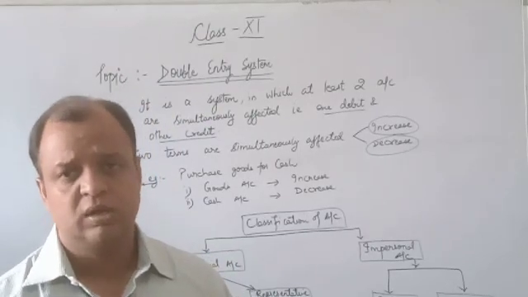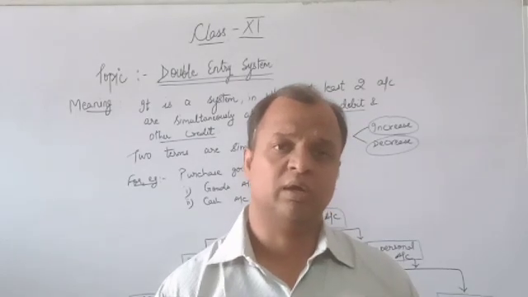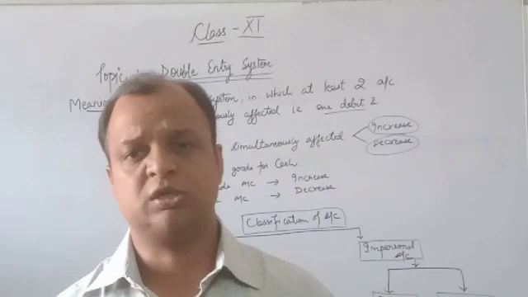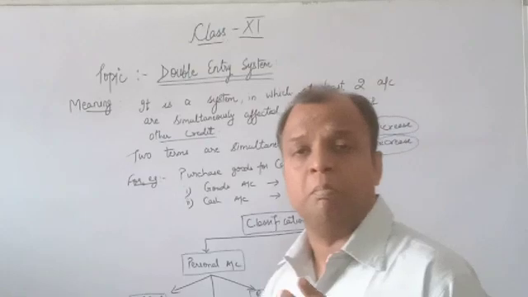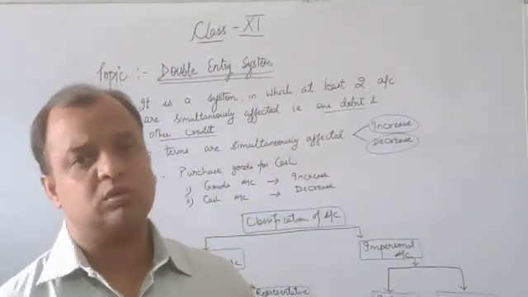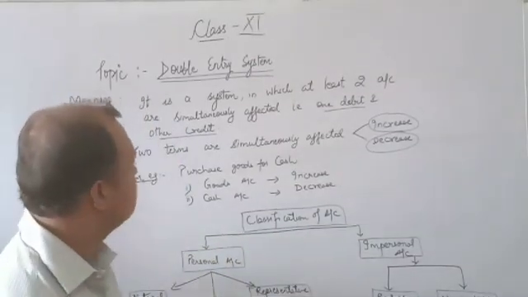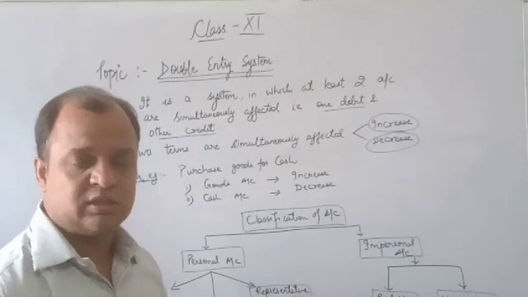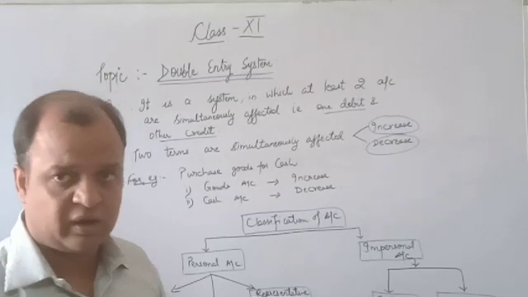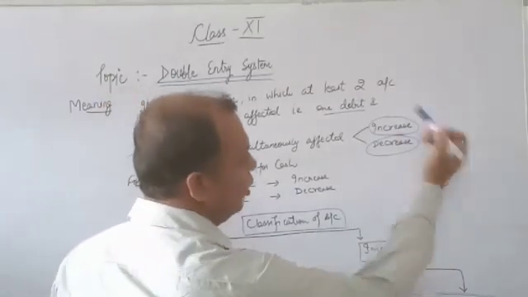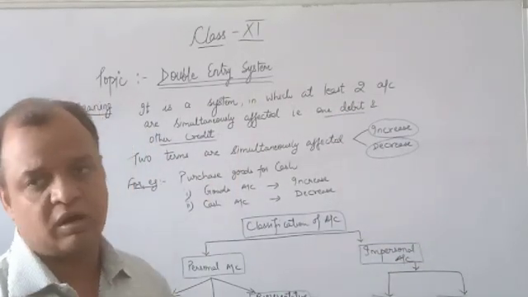Debit and credit are simply the increase or decrease effect in accounting, which may apply according to the situation as debit or credit. So at least two accounts in one transaction being affected is said to be the double entry system. Further, there are two terms which are simultaneously affected: increase or decrease. An increase or decrease is the debit and credit of accounting.